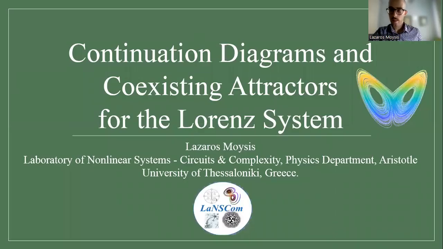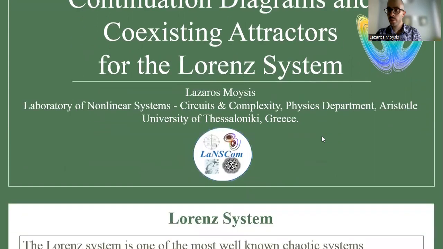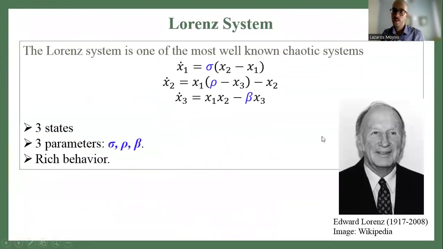Greetings everybody, this is Lazarus Moises, and the topic of this video is going to be the discussion on continuation diagrams and coexisting attractors for the Lorenz chaotic system. So, in our channel, we already have our previous video where we discussed extensively the Lorenz chaotic system and how to compute its bifurcation diagram.